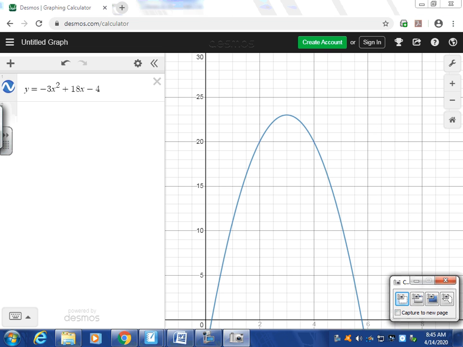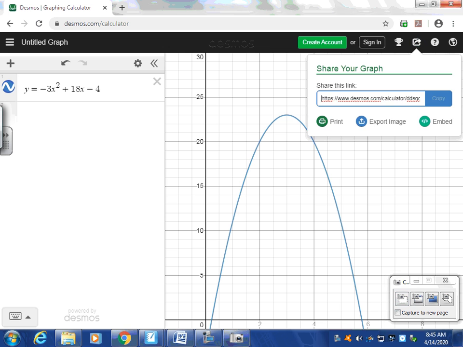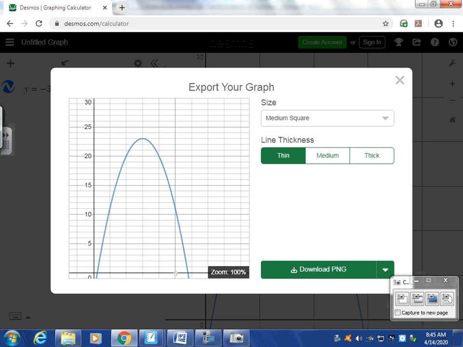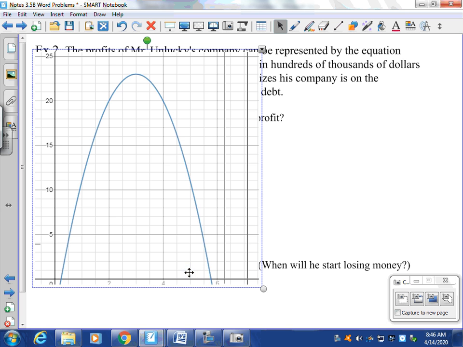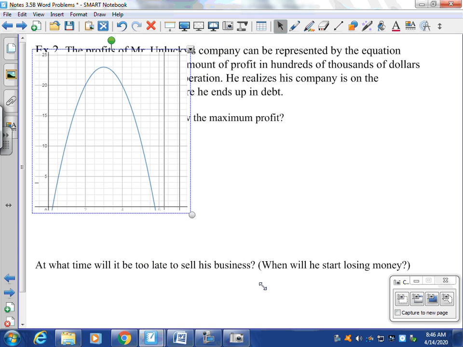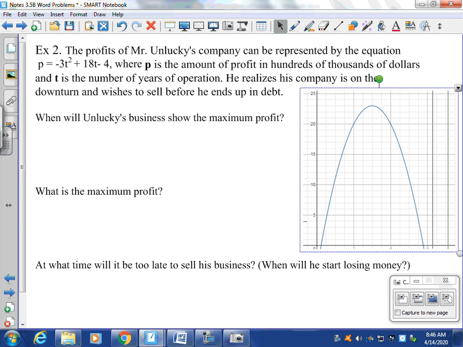But what you need to do is come over here to this point. Say you want to export the image, click medium at least, hit the download button, and it will go to your drive. All right, so let me make this picture just a little bit smaller. All right, so let's talk about these points on here in terms of his problem.